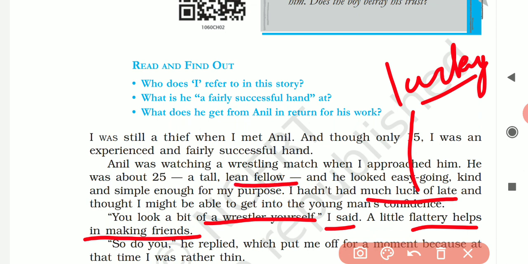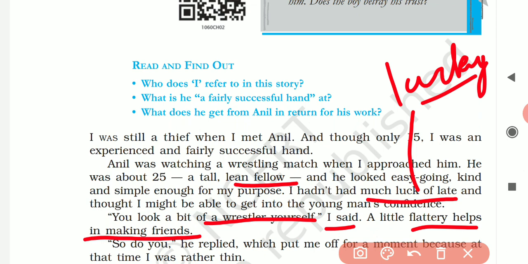And a lean fellow can never be a wrestler. He can't wrestle. To be a wrestler, you need to have a well built body. You need to be strong enough. You need to be very powerful, well fed, muscular. But nothing such is found in the personality of Anil as described in the second paragraph.